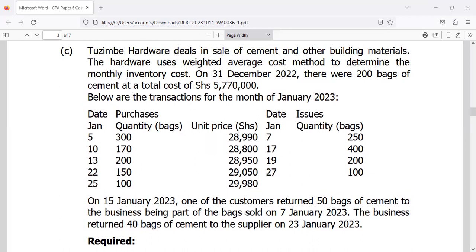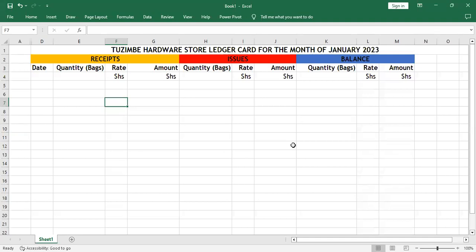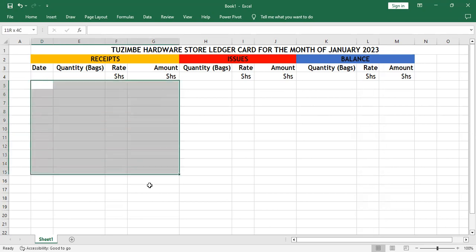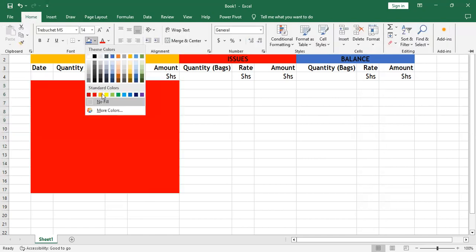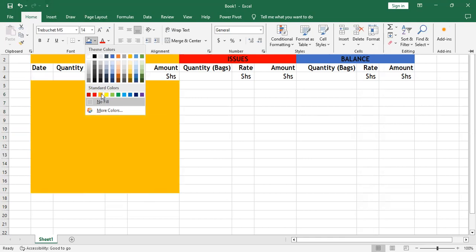So let's prepare our store ledger cards. I've drafted one already, as you can see. Tuzimbe Hardware store ledger card for the month of January 2023. That is my store ledger card already prepared for you. That is our store ledger.